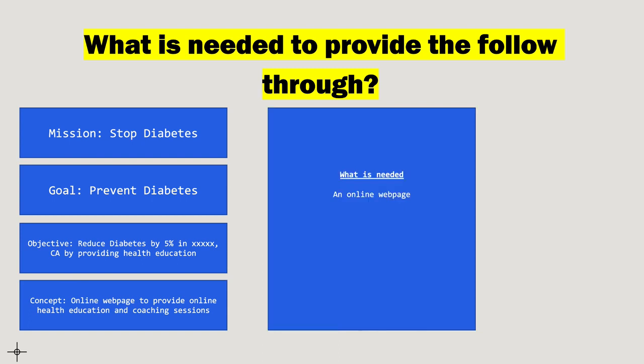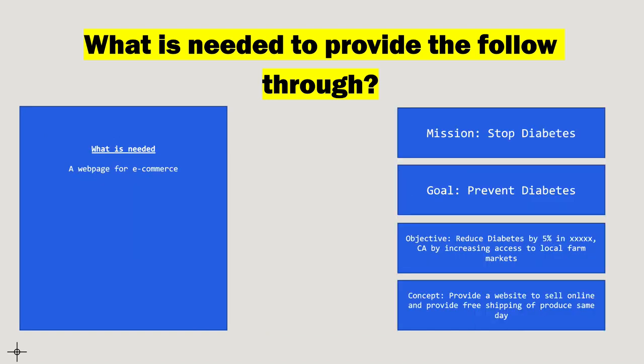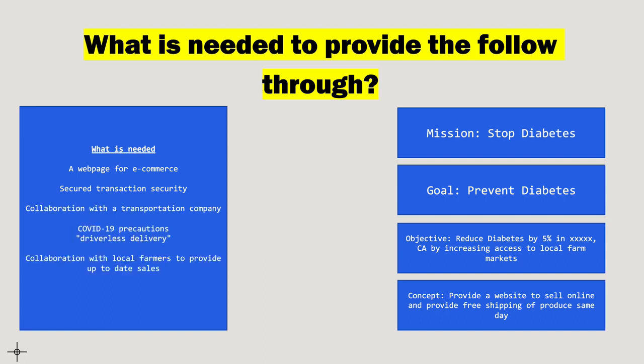Let's look at what's needed. An online web page, advertisement of the web page, an individual to process the digital data, methods to improve patient engagement, i.e. the call to actions. On the alternative solution, a web page for e-commerce, secure transaction security, collaboration with a transportation company, COVID-19 precautions, collaboration with local farmers, and automation of sales.